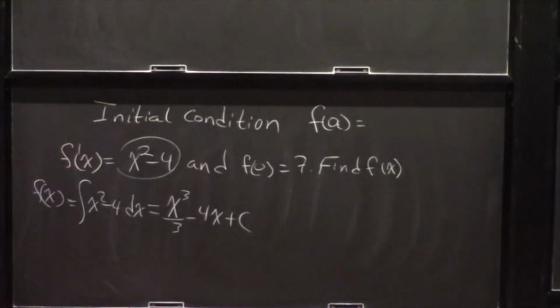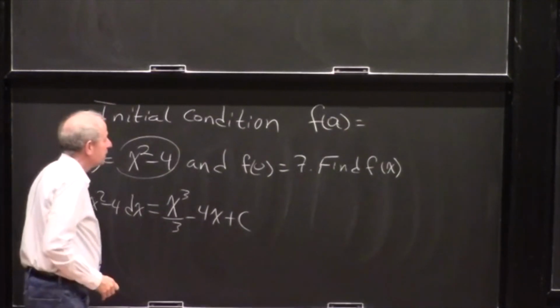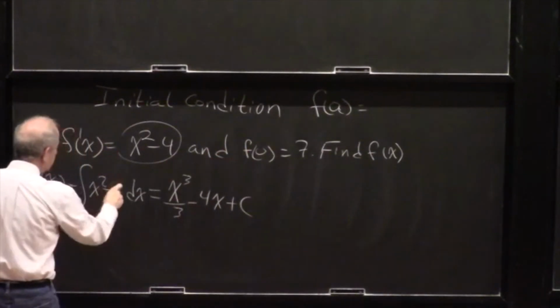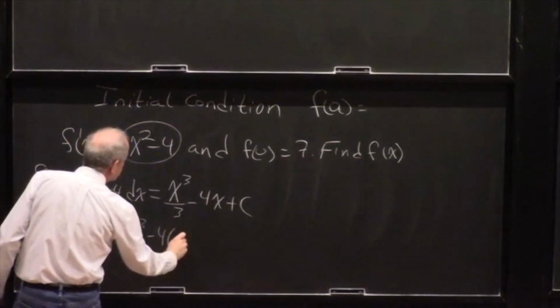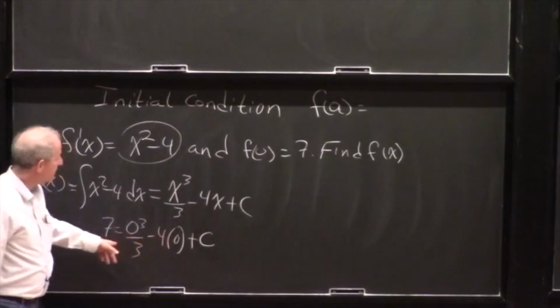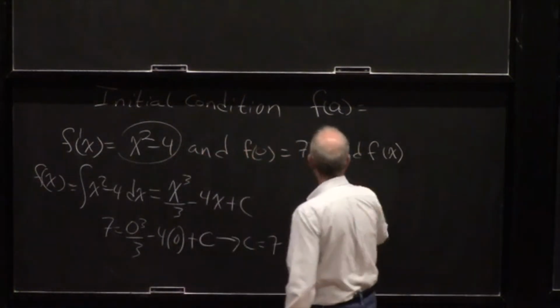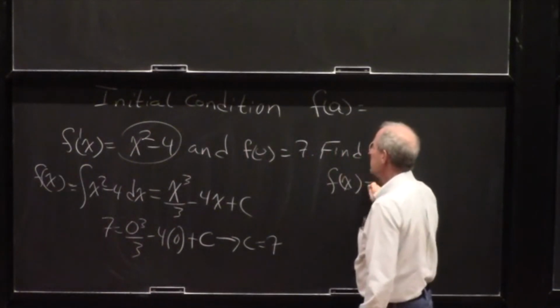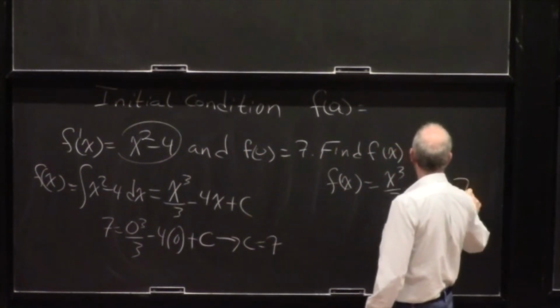I'm getting feedback there from being too close to the blackboard. That's a C with my high-quality handwriting. Okay? Now we can solve for C. Since f of 0 is 7, we know that 7 is 0 cubed over 3 minus 4 times 0 plus the constant. These are 0, so that means the constant is 7. Therefore, f of x is x cubed over 3 minus 4x plus 7.